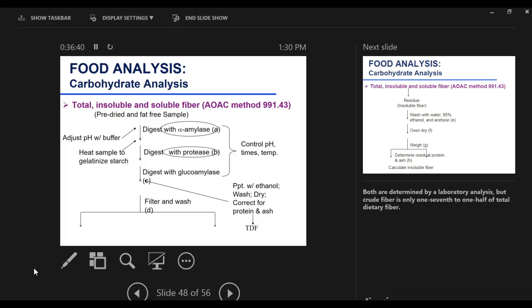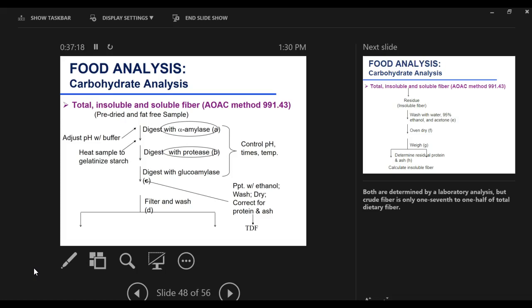If you take it at this point and you add ethanol, you precipitate the soluble fiber. So already your insoluble fiber will not be soluble. But when you add ethanol, you are precipitating the soluble fiber. So now all of your fiber is a precipitate. So you filter, you wash your filter with water and ethanol, then you dry it out, and then you correct for protein and ash.